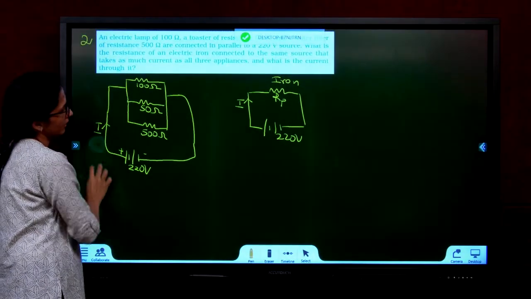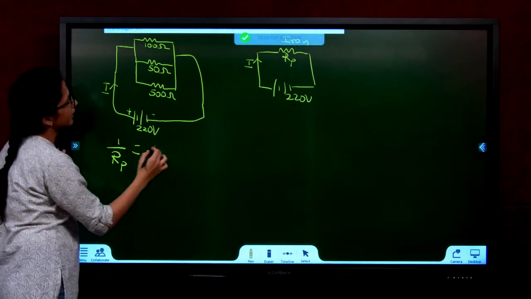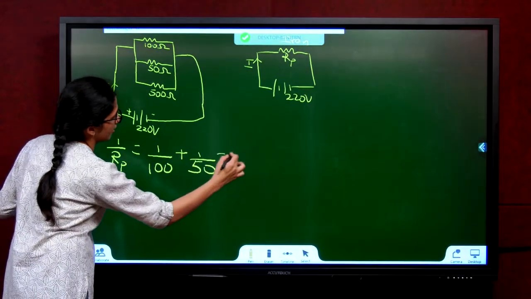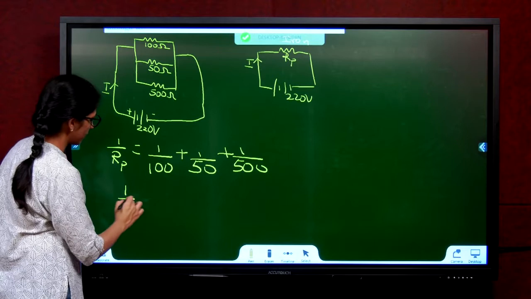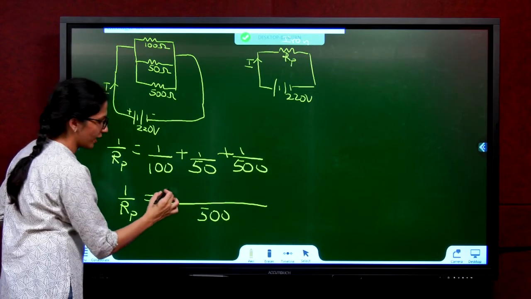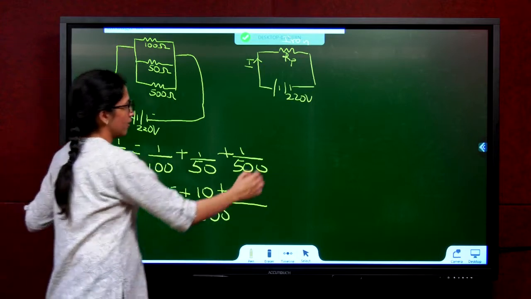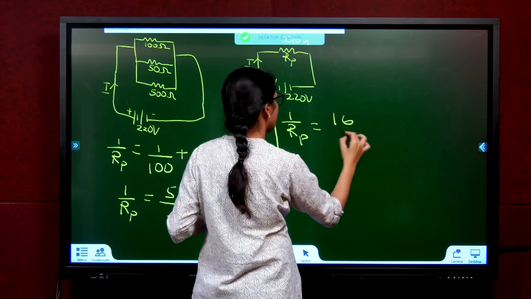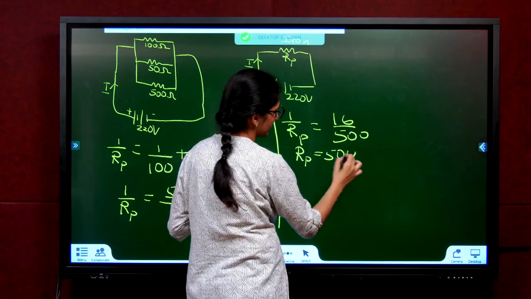So now going ahead with this problem, let's find Rp. 1 by Rp is 1 by R1 plus 1 by R2 plus 1 by R3. Please write the formula. I am doing it directly. LCM of 100, 50 and 500 is 500. You can find it out. Multiply and divide with 5. Multiply and divide with 10. And there is a 1 over here. 1 by Rp is 16 by 500. Rp is 500 by 16.